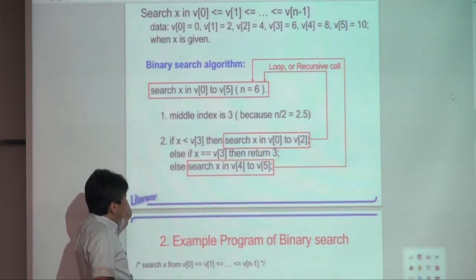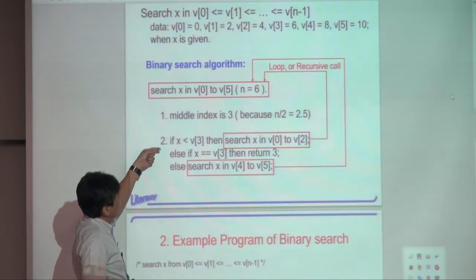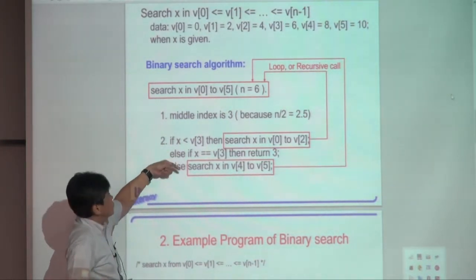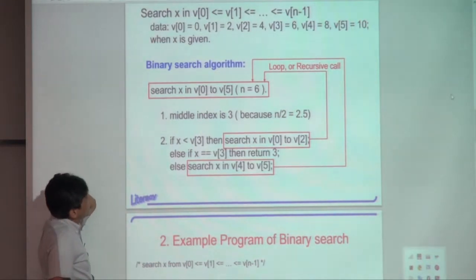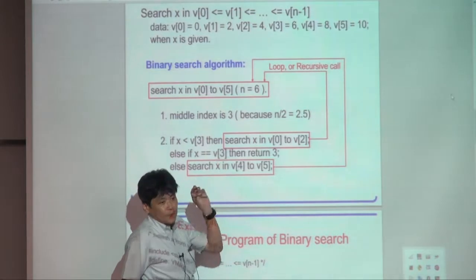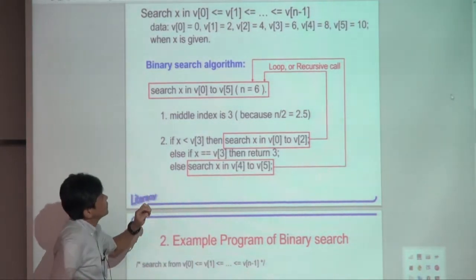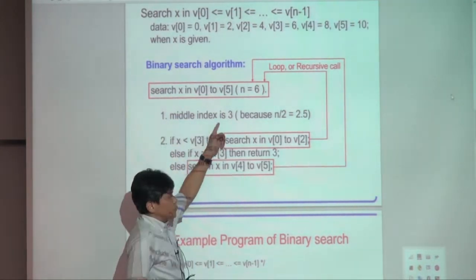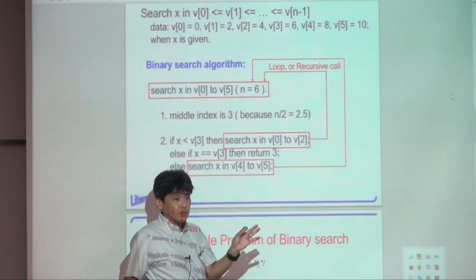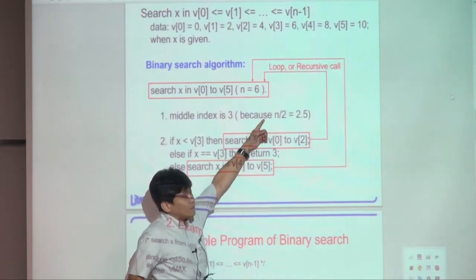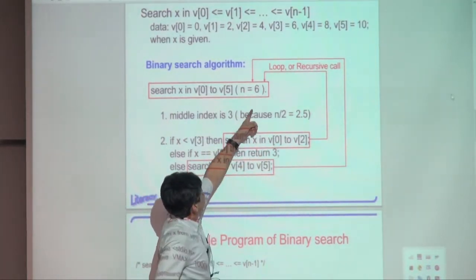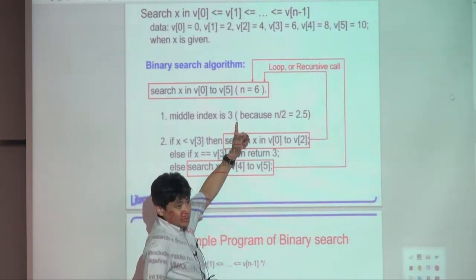So this is a description of the binary search program. As I explained, you have 6 data. You have to first find the center value. In this case, with 6 data, 2.5 is the center value, so 3 becomes the center value.